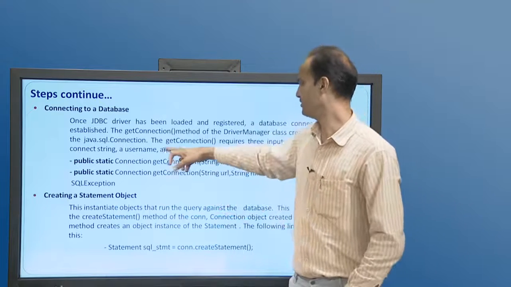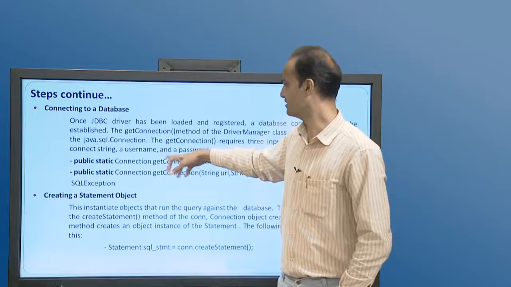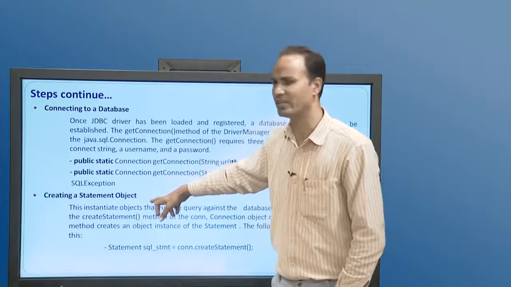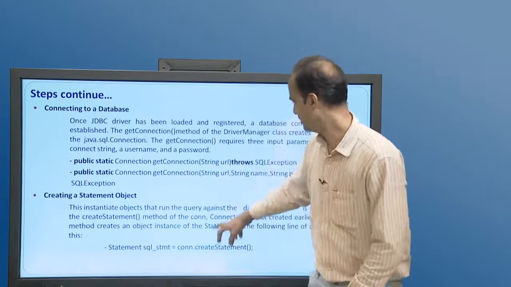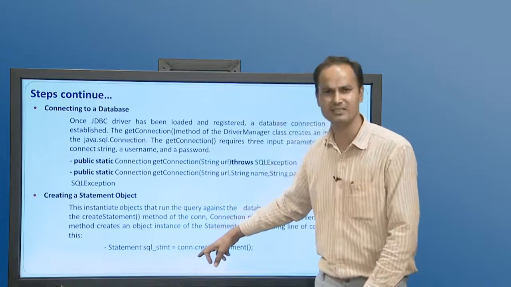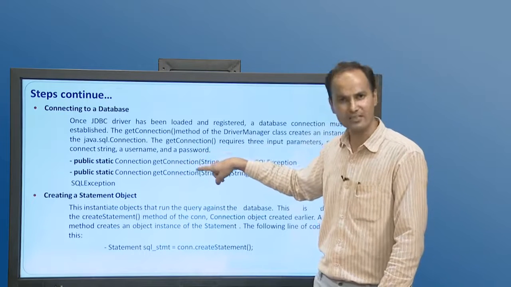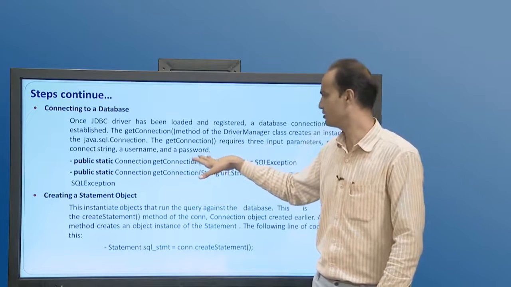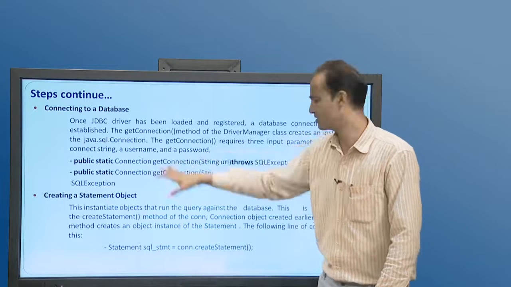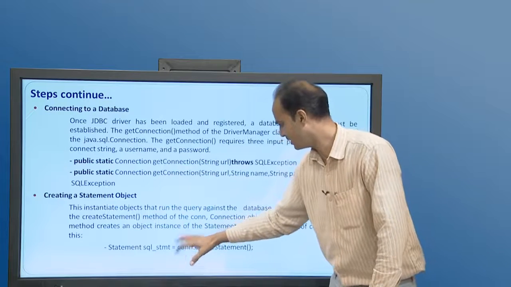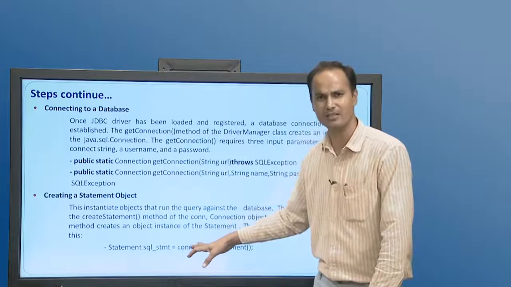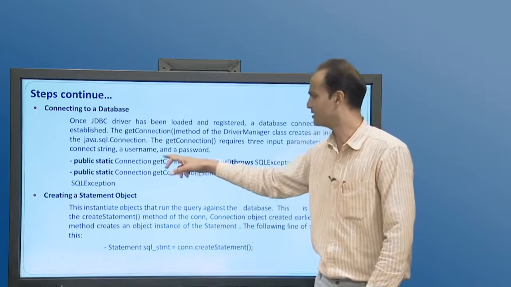Once the Connection interface instance is there, we will create a statement object using the connection. See here, conn is the instance that has been returned from this getConnection method execution. Once this method executes, it returns the connection instance. Right now we have mentioned it as conn, but it is a connection instance.